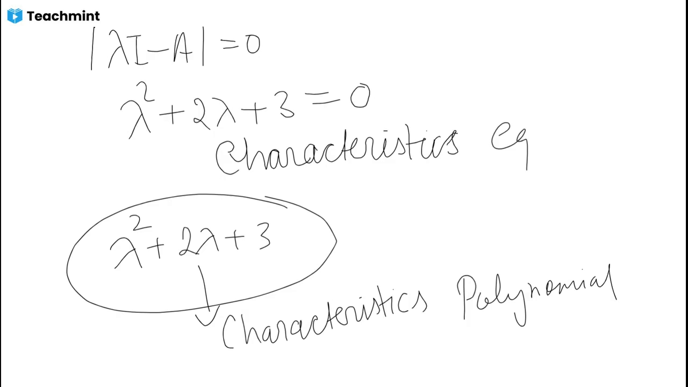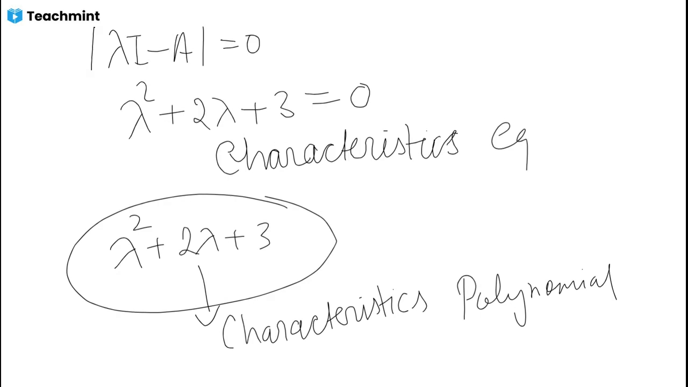So now the spectrum of A is the set containing all the n eigenvalues of A. Means this is a set of all eigenvalues of A, and the spectrum of A can be expressed as S(A) in the form of a set having all the values of lambda.